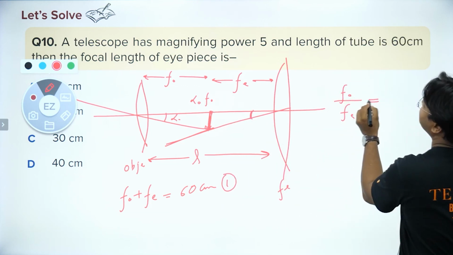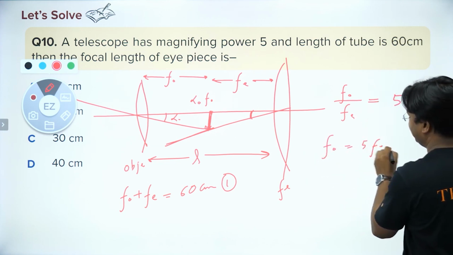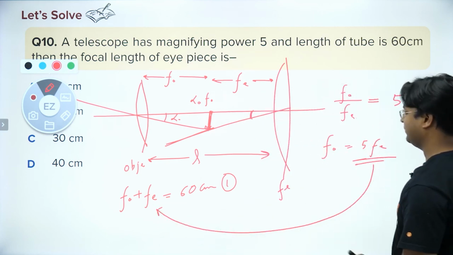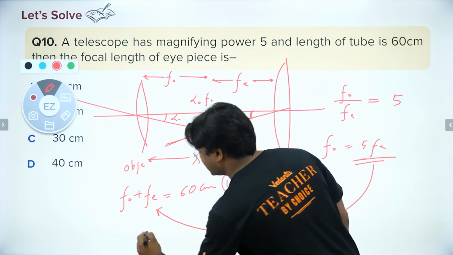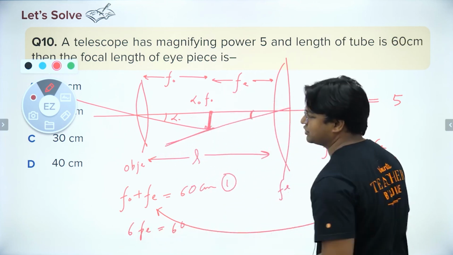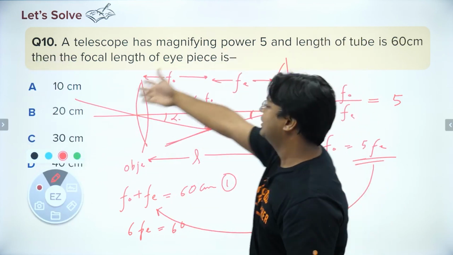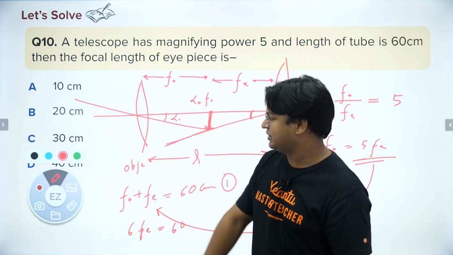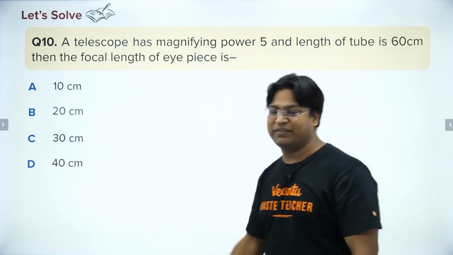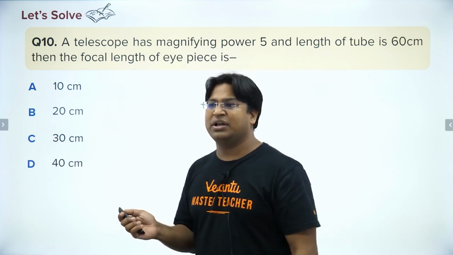Okay, so this value is given to be 5. That's it. f naught can be written as 5 fe. All right, we can put 5 fe here in place of f naught. So that gives us 6 fe is equal to 60. So fe is equal to 10. And the question is asking for the focal length of the eyepiece. So 10 centimeter would be your answer. All right, getting this one? So again, you should be aware of the theory to address this question. Okay, getting this, everybody?